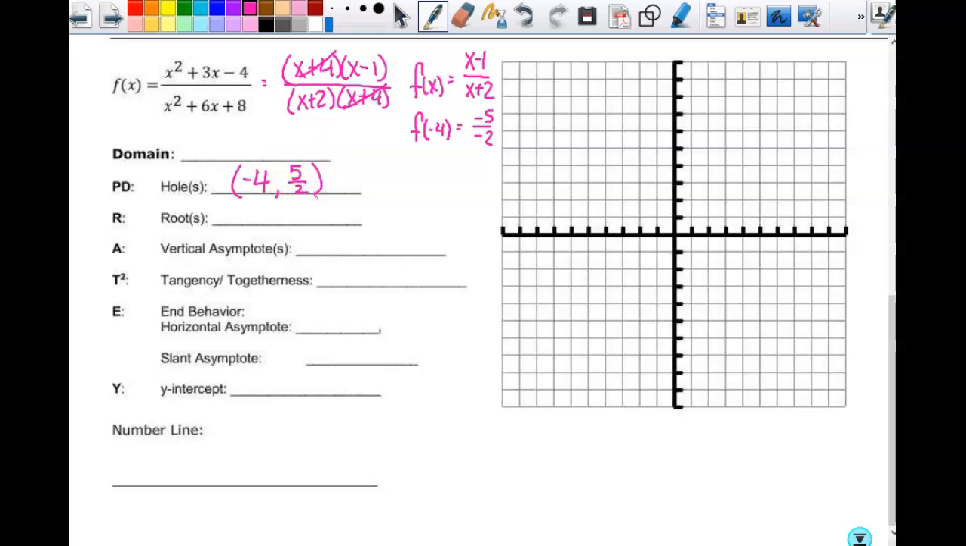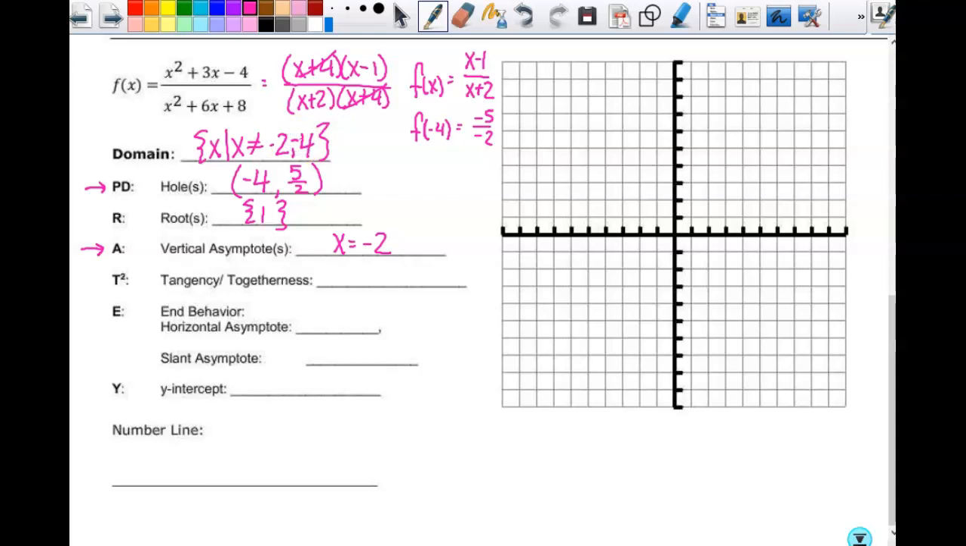Right. My roots come from the numerator, so that's a 1. My vertical asymptotes come from the denominator. Then this is where my domain comes from. x can't equal negative 2 or 4. Set of all x's such that x cannot equal negative 2 or 4. Oh, or negative 4. Those really should be in the other order then. I wrote the wrong number.